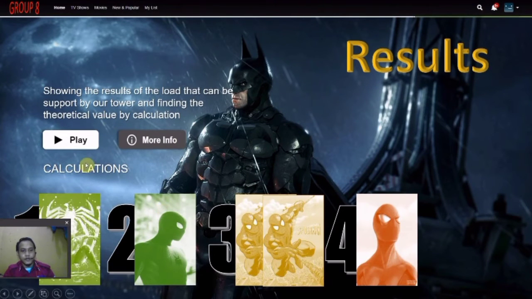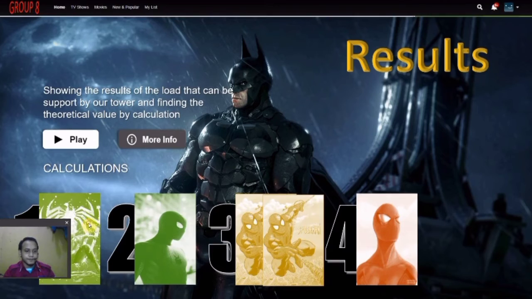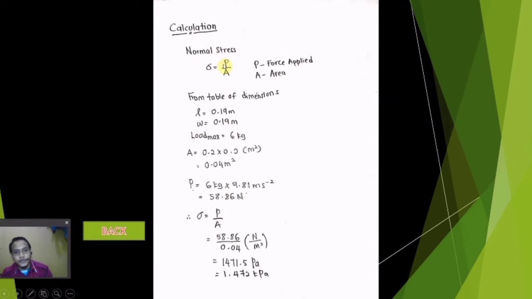So after that, we move to the calculations. For the first calculation, we will calculate the stress. For the normal stress, we have this formula: stress equals force divided by area. From the table of dimensions, we have length equal to 0.19 meter, width equal to 0.919 meter. Load mass equal to 6 kg.